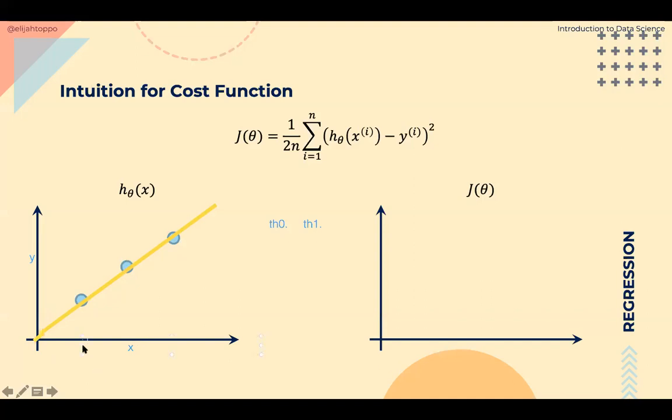Let me see if I can put that. This is 1, this is 2, this is 3. And similarly here I have 1, 2, and 3. So in both cases, at x is equal to 1, y is equal to 1, x is equal to 2, y is equal to 2, and x is equal to 3, y is equal to 3. And this is our first prediction.